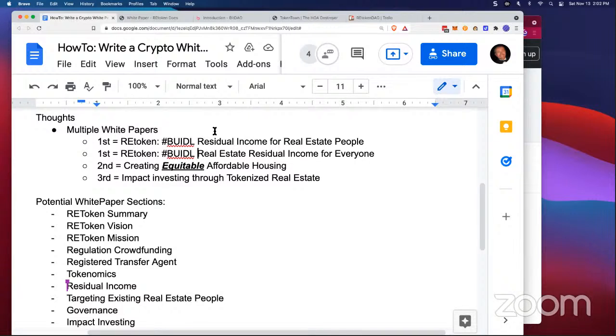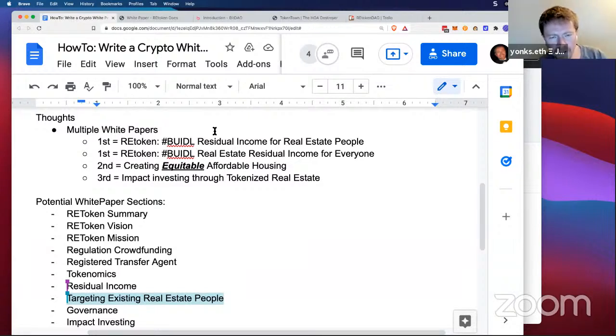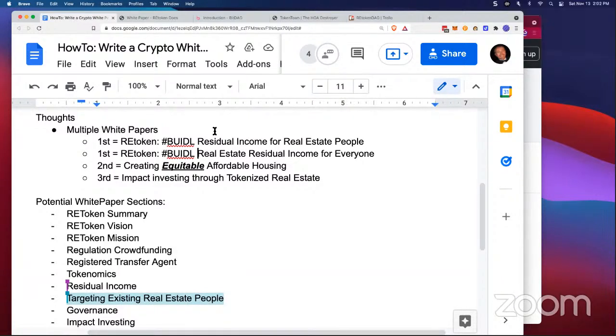That's a good point. If both of those are under the same umbrella of REtoken, then I guess we don't want REtoken in the name. So the first and the second, if both equitable affordable housing and residual income are under the REtoken umbrella, then we don't want REtoken in the name of the first white paper, because then we'd have to put it in the name of the second white paper, and then it's getting a little weird.